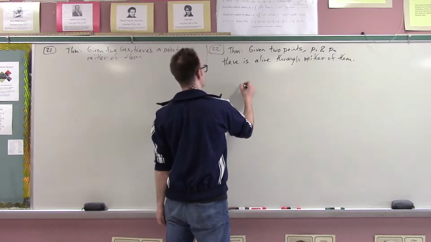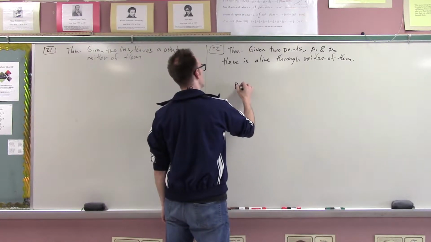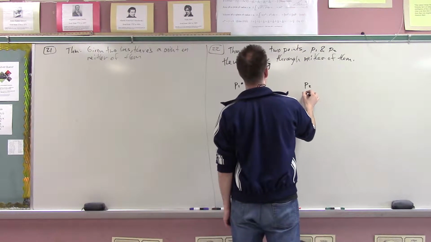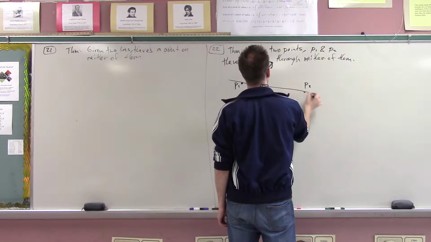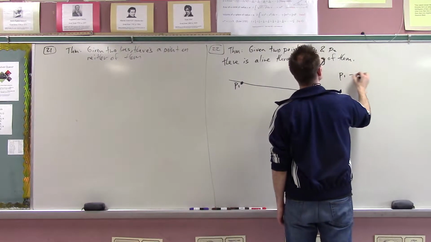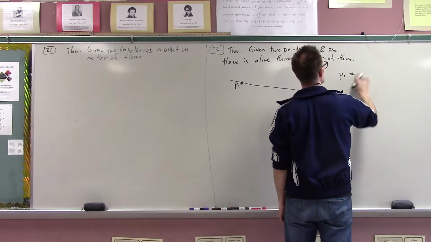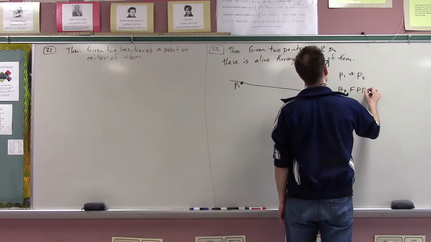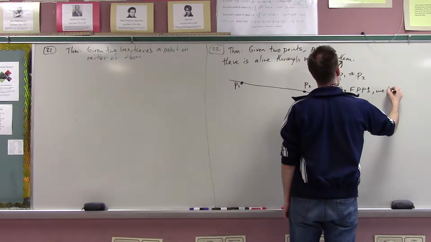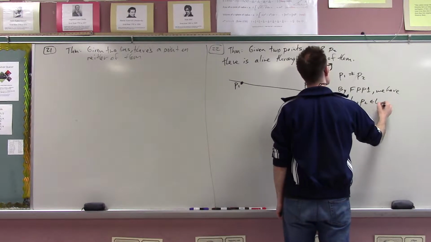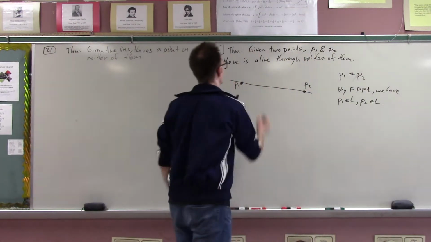Okay, so first there's this point P1, and there's this point P2. And immediately, here's what I know about these points. They are, in fact, distinct. And so, by FPP1, we have a line L through both of them. Cool? Say cool. Okay, so this is L.